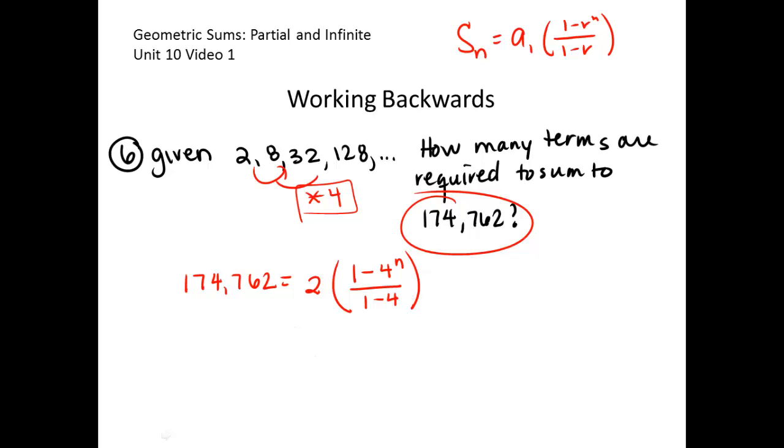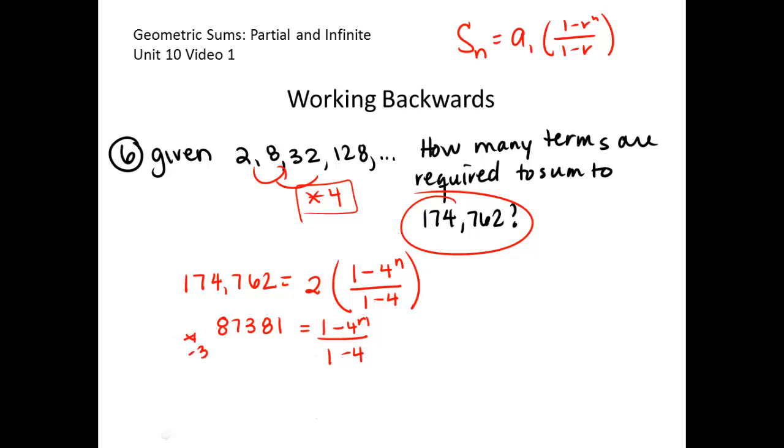This is going to take a couple steps for us to solve. The first thing you want to do is divide both sides by 2. And that gives me 87,381 equal to 1 minus 4 to the n power over 1 minus 4. What I notice is my denominator is negative 3, so I'm going to multiply both sides times negative 3.